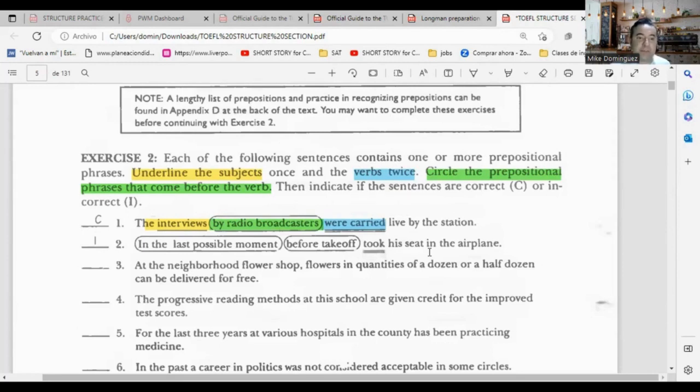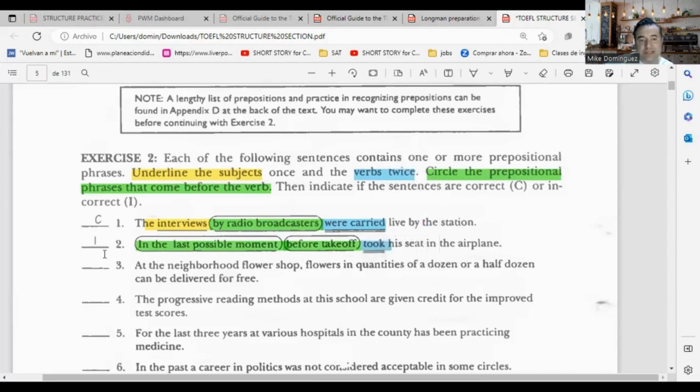Number 2: "In the last possible moment before takeoff, Luke took his seat in the airplane." So "in the last moment" is green, the prepositional phrase. And another prepositional phrase, "before takeoff," green. And the double line for the verb, in this case blue. The verb is going to be blue.